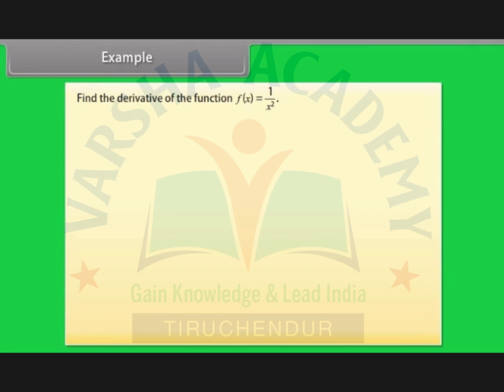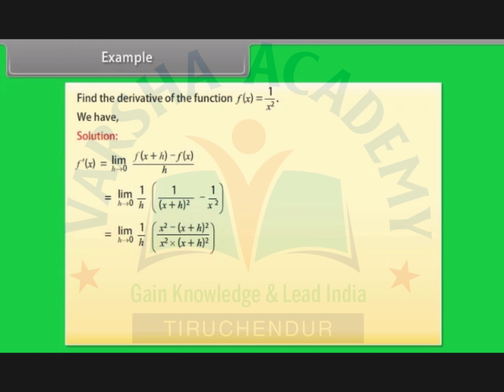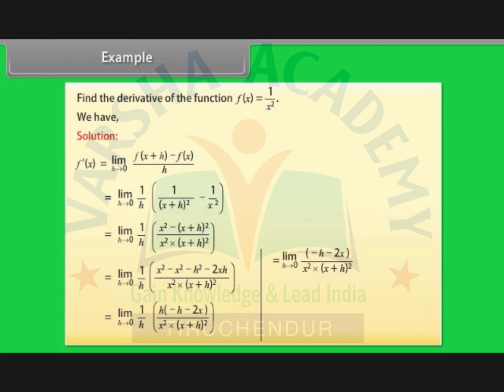Find the derivative of the function f(x) equal to 1 upon x square. Solution. We have the limit as h tends to 0 of the difference between f of x plus h and f of x, divided by h, which is equal to the limit as h tends to 0 of 1 by x plus h whole square minus 1 by x square, divided by h. By calculating it, we get f dash of x is equal to minus 2 by x cube.